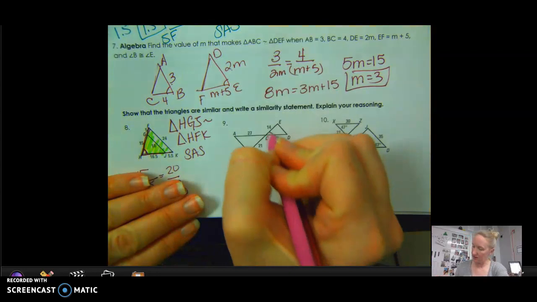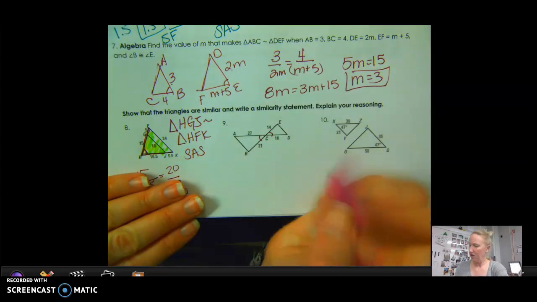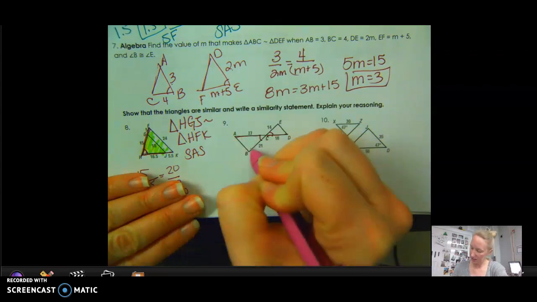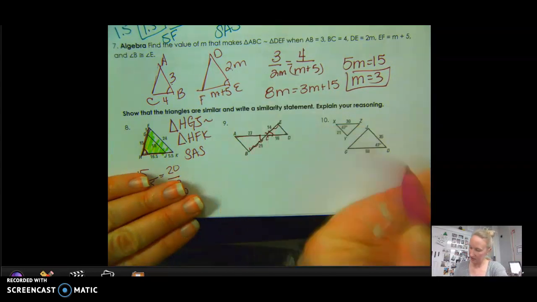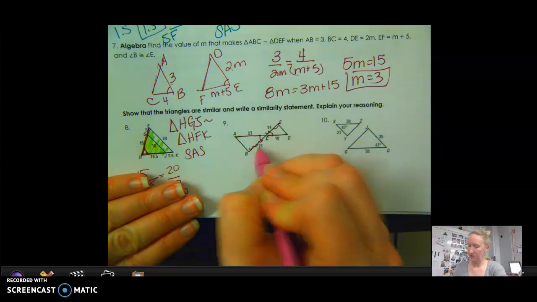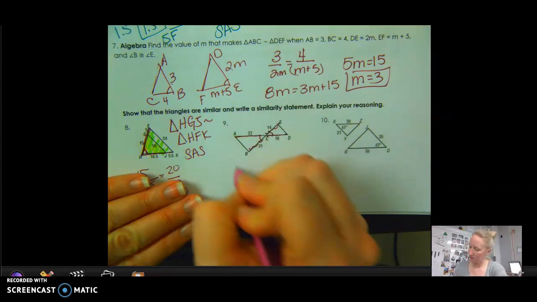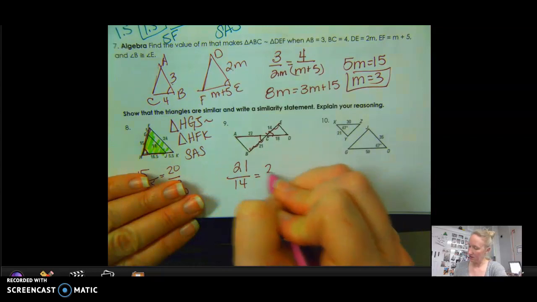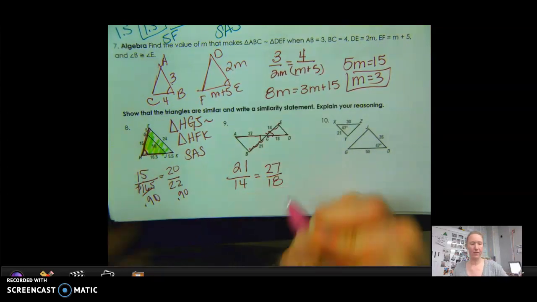Next one, this angle is congruent to this angle. This one's kind of tricky because this side actually matches up with this side. And this side actually matches up with this side. If you have a hard time figuring that out, large side, small side, small side. So this would be by side angle side because we have an angle in between. So it would be 21 over 14 has to be equal to 27 over 18.